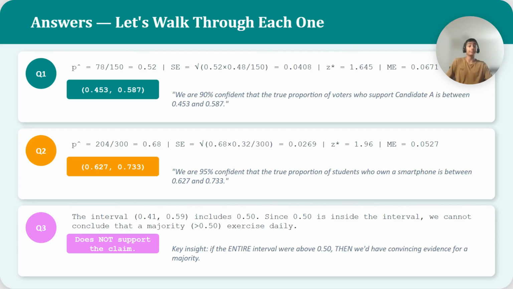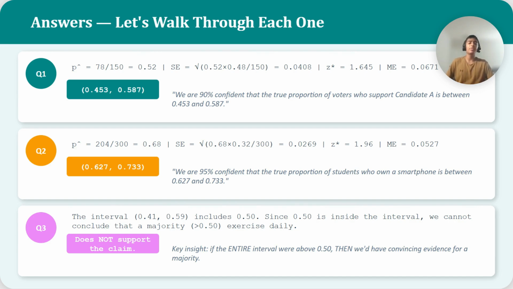Now, question 3. This one is sneaky. A lot of students see the interval 0.41 to 0.59, notice the midpoint is about 0.5 and think, well, there's more above 0.50 than below, so the majority is supported. Wrong. The interval includes 0.50.